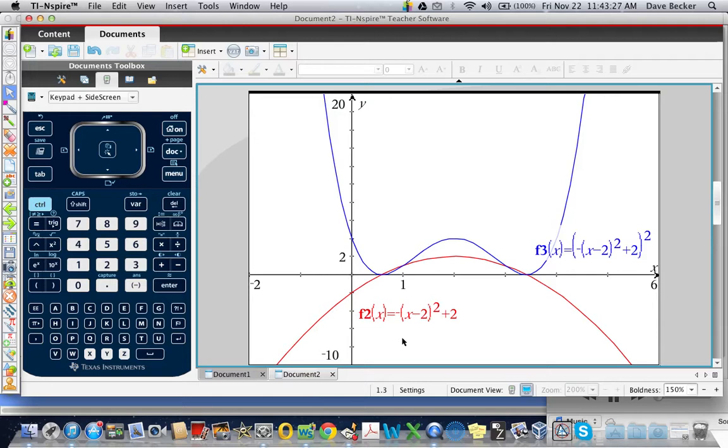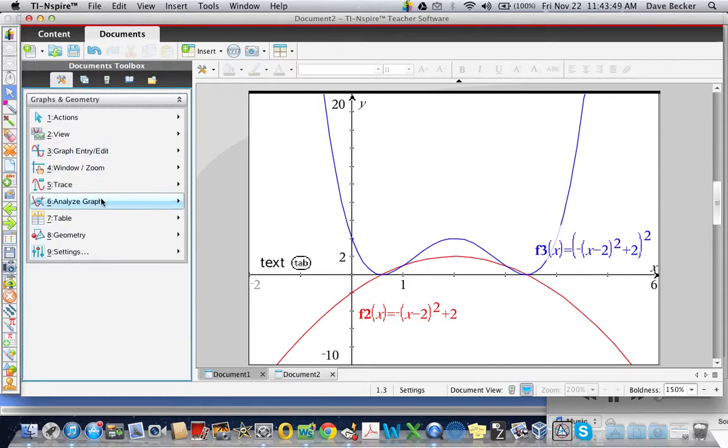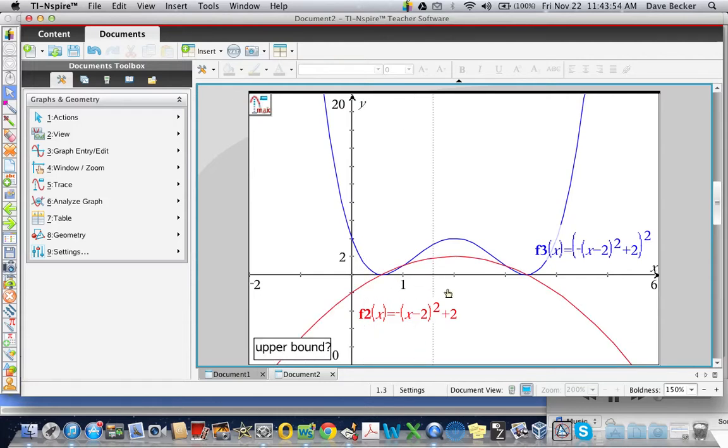Here I've graphed, just to make it easier, a parabola where we know the maximum is at the vertex, right? I graphed the parabola negative x minus 2, the quantity squared, plus 2. And I did the plus 2 to move it off of the x-axis. So if I go to tools here, analyze graph, maximum, it's asking which function, there and there. And the maximum occurs when x is equal to 2.